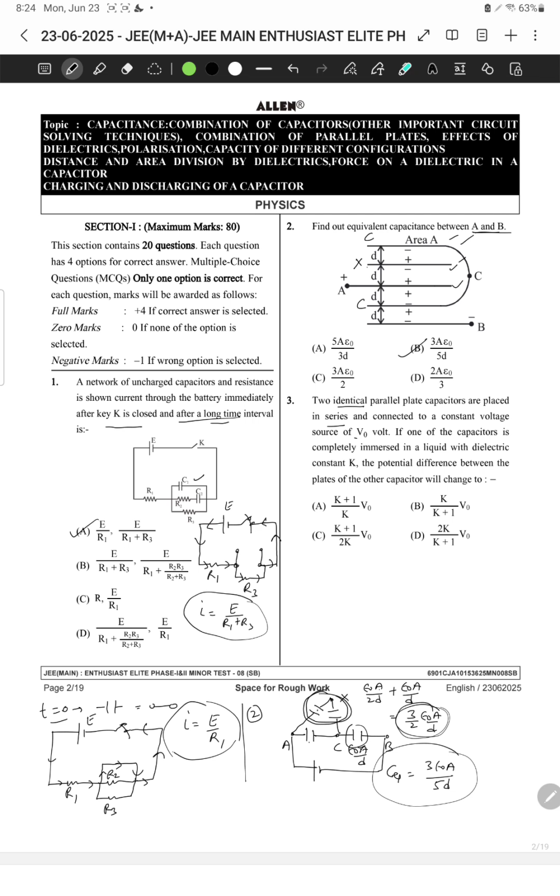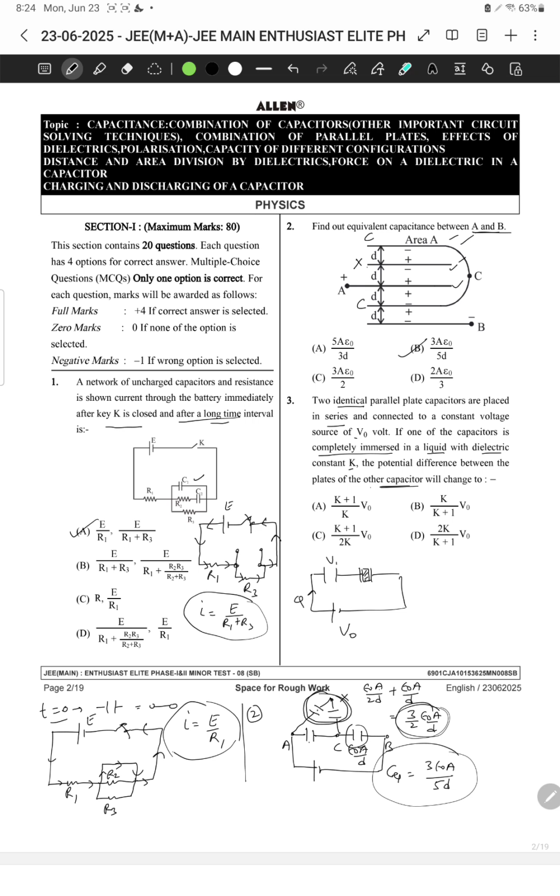If one of the capacitors is completely immersed in a liquid with dielectric constant K, what is the potential difference between the plates of the other capacitor, meaning the capacitor without dielectric? So what happens here? When the other capacitor is connected with this V0 voltage source, we need to find the potential difference on this capacitor. This capacitor has a dielectric. So how can we calculate? What we need to do is find the charge flow here.